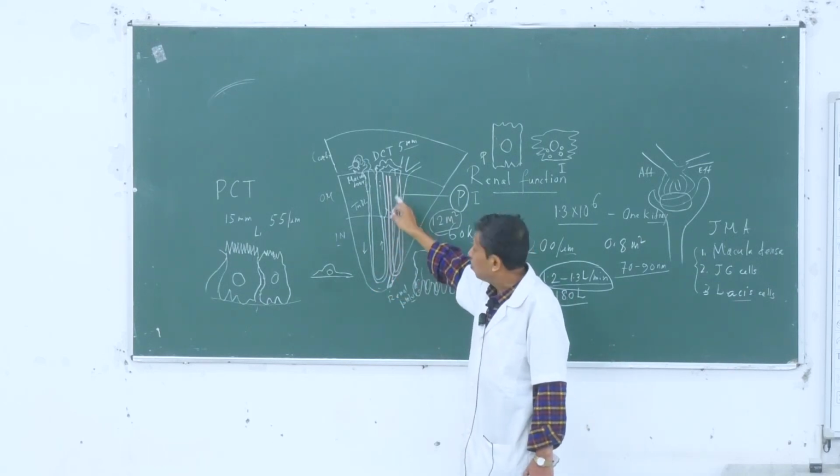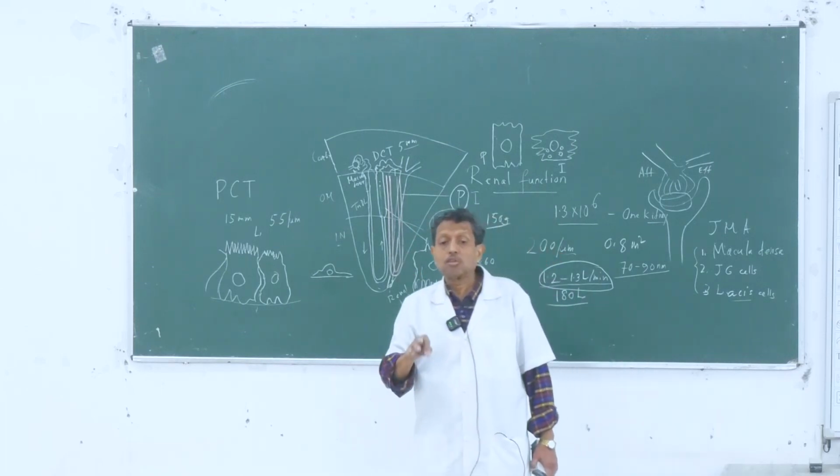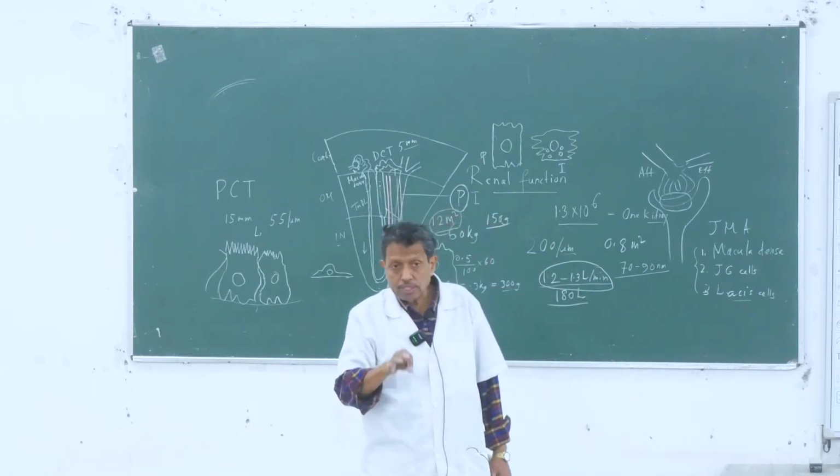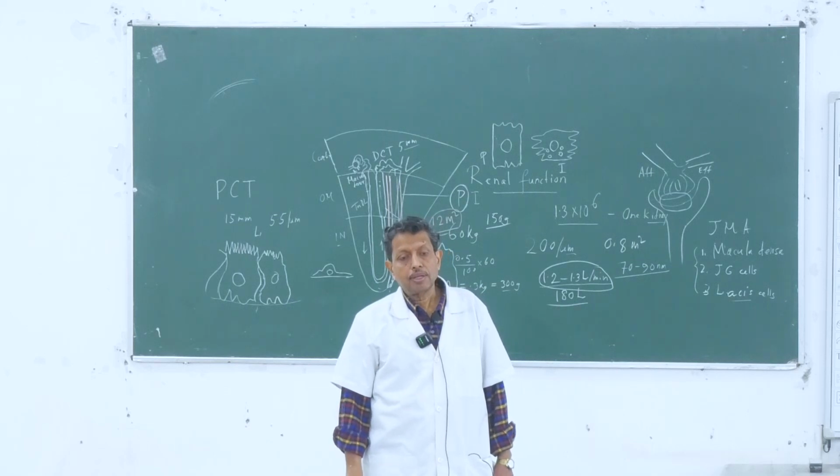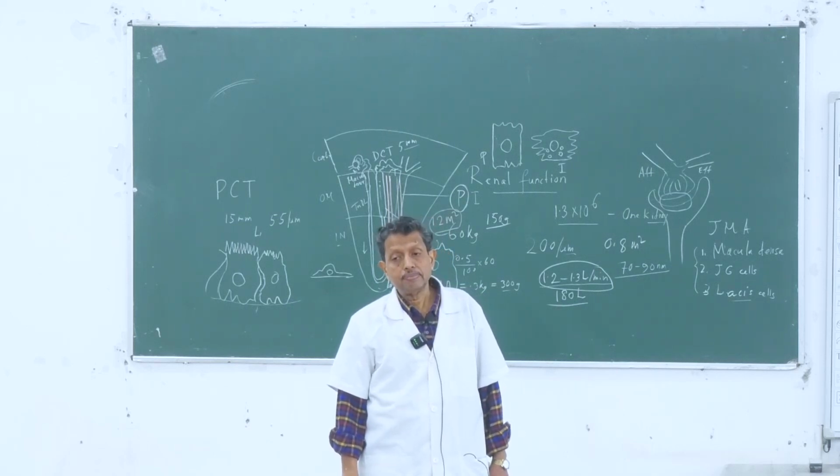And they are maintaining the concentration of the electrolytes confined within this space. It maintains the osmotic gradient. This is vasa recta.